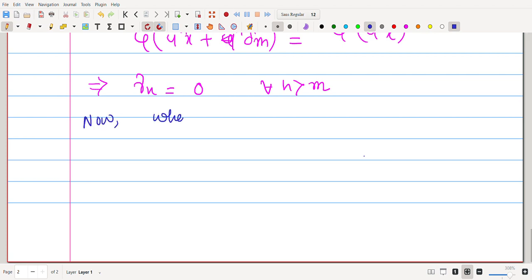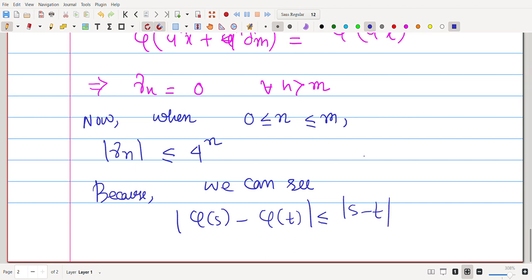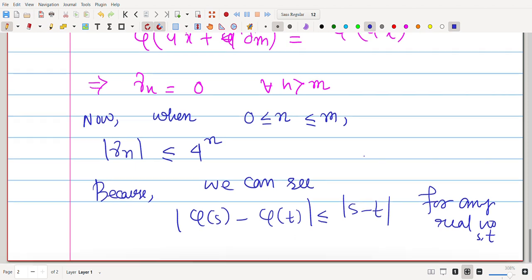Now, when 0 is less than or equal to n less than or equal to m, in this case gamma n is less than or equal to 4^n, because we can see the modulus of phi s minus phi t is less than or equal to the modulus of s minus t for any real numbers s, t. That is quite obvious, right? Because phi is basically mod x and I am just periodically extending it. So the modulus of phi s minus phi t is always less than or equal to the modulus of s minus t, because the function is itself mod x type. You can just check that. It's easy to check, right?